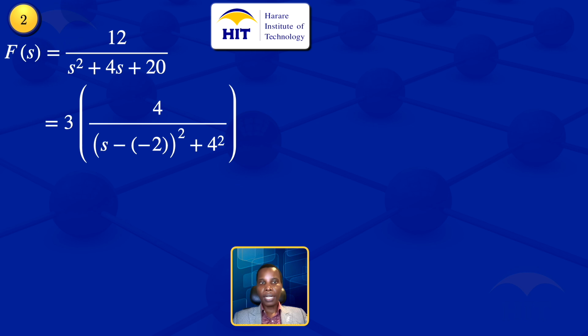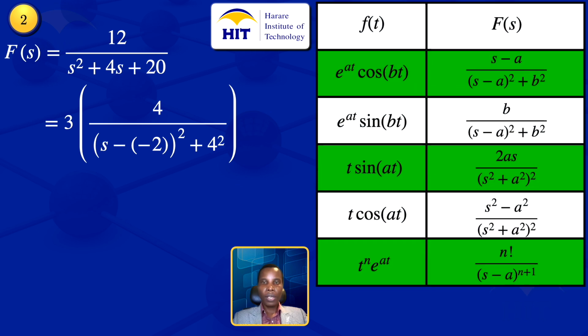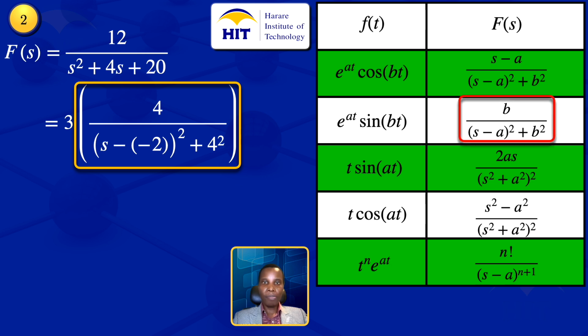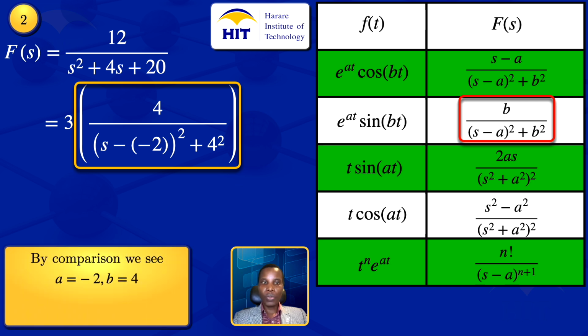We can then try to find that expression in our table of Laplace transforms. We were guided by the table in coming up with this expression. We were trying to write it in a form which we can find in the table, which in this case we can see is of the form b divided by (s minus a) squared plus b squared. By comparison of the two highlighted parts, we see that our a equals minus 2 and our b equals 4.